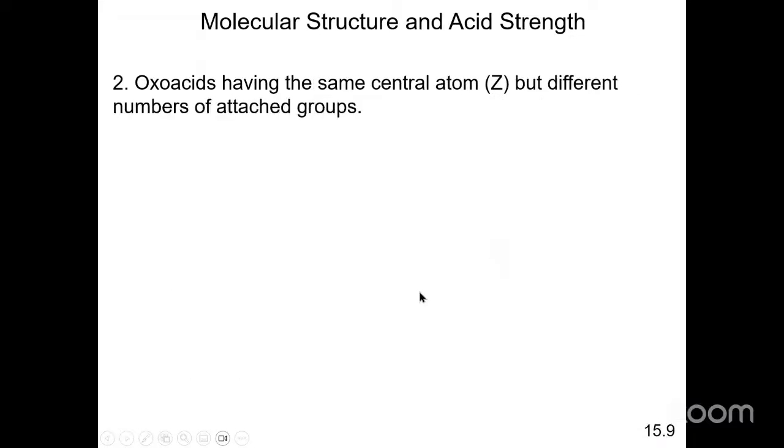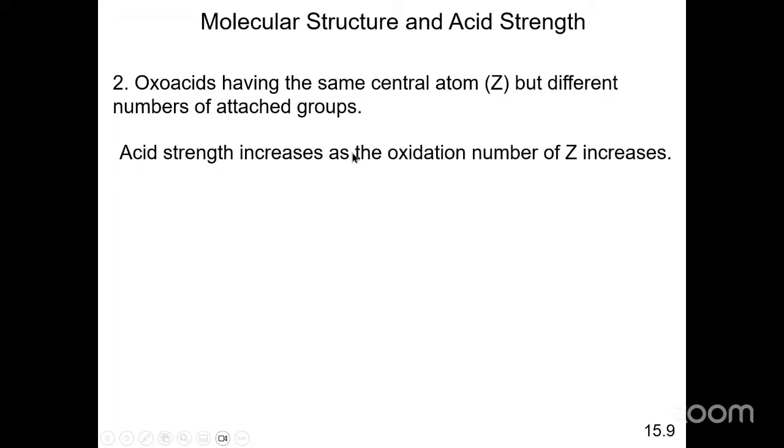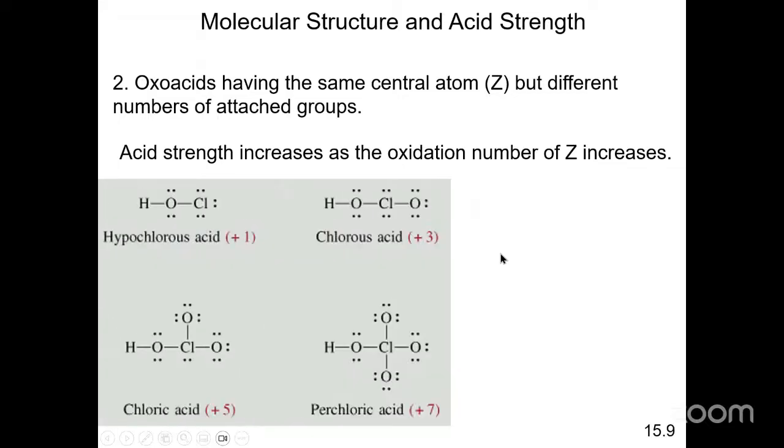Now, the other factor has to do with oxidation number. So if the central atom, Z, is the same, but the oxidation numbers are different, then what you're going to find is that as the oxidation number increases, the acidity of the acid increases. So let's look at these examples. If you look at all these oxyacids, you'll see that what they have in common is chlorine bonded to oxygen, bonded to a hydrogen. We have that here, here, here, and here. But the difference is that the chlorine in each case will be bonded to different numbers of oxygen atoms.